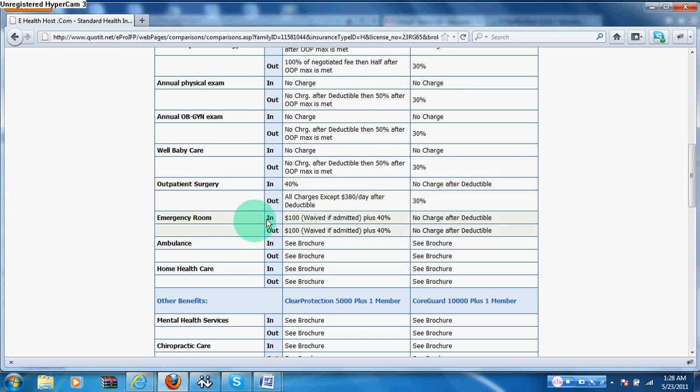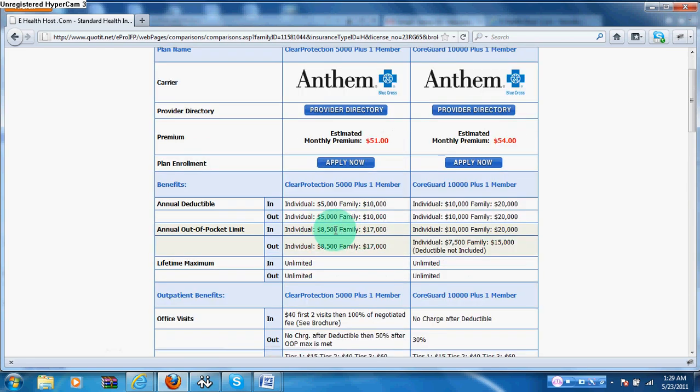Emergency room, as you can see here, for the ER is $100 to go to the ER. That's what you have to pay. However, you must pay 40% if you are admitted to the hospital, which means you'll be staying overnight. So whatever that bill may come to, and those overnight bills are like $20,000 to stay overnight in the hospital. So you have to pay 40% of that $20,000 medical bill if you are admitted, which can be kind of pricey. Good thing you'll have your out-of-pocket limit to cover you, so your bills don't get too high.